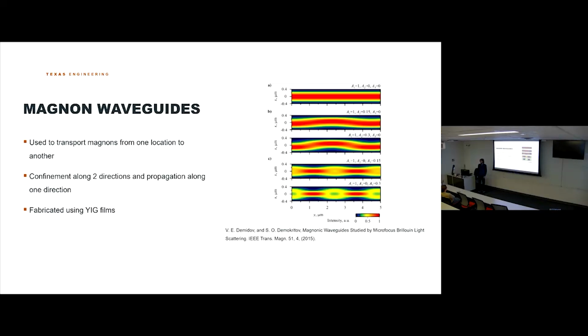The first device that I'm going to talk about is Magnon waveguides. So basically, in order to make magnons useful, we want a way to be able to control their movement. So what a Magnon waveguide does is that it combines magnons in two directions and allows them to propagate in the third direction. And this was originally done using YIG films in the early 2000s. And this image over here shows an example of some of the Magnon modes propagating along a waveguide.